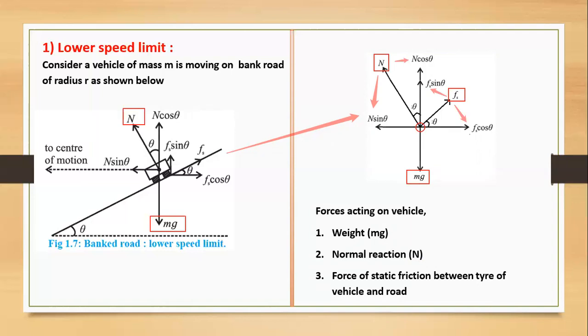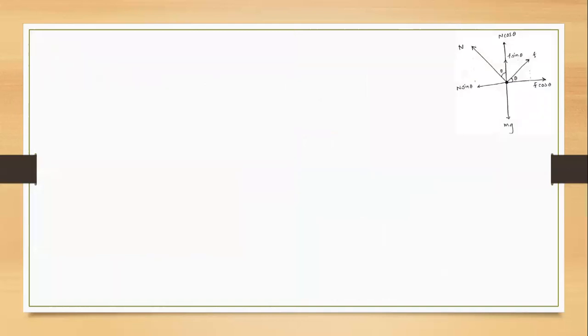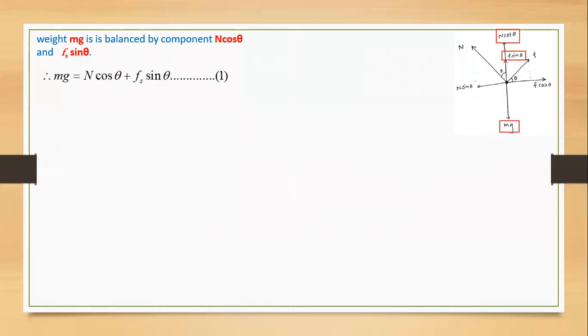Now pay attention, from the diagram we have to write two equations. We have to process these two equations to obtain the lower speed limit formula. Again, the component diagram is displayed here. From the component diagram, the weight mg is balanced by the components N cos theta and Fs sin theta. So these two components balance mg, and we can write the equation: mg is equal to N cos theta plus Fs sin theta. Equation number 1.